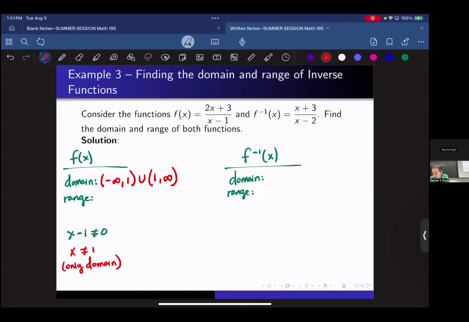What about for our inverse function? Well, now we can't have x minus 2 be equal to 0. Which means x can't be equal to 2. I wrote only domain. I should have written only restriction.